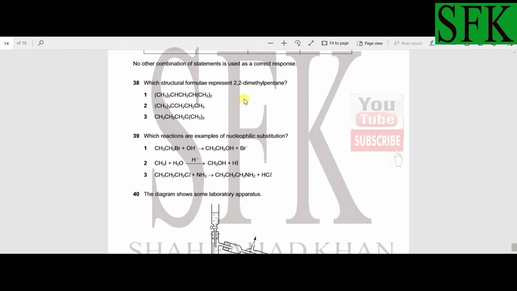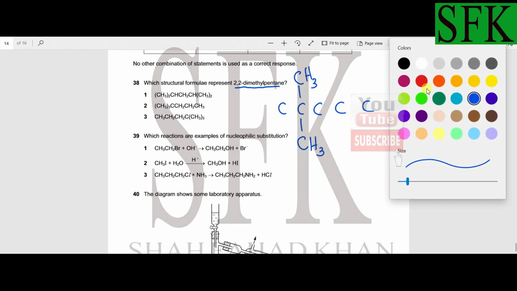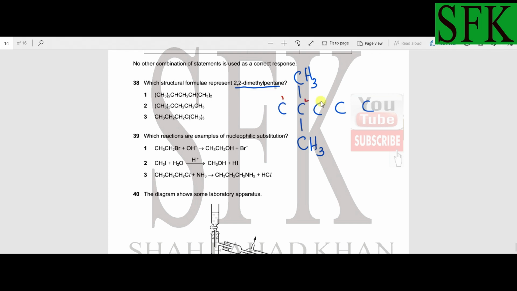38. Which structural formula represents 2,2-dimethylpentane? Let's try drawing it out. Pentane means 5 carbons: 1, 2, 3, 4, 5. 2,2-dimethyl means that 2 methyl groups are on the same carbon atom, which is at the second position. Let's assume this is the first, second, third, fourth, and fifth carbon. This is the longest chain. So 2 methyls are attached on the second carbon.